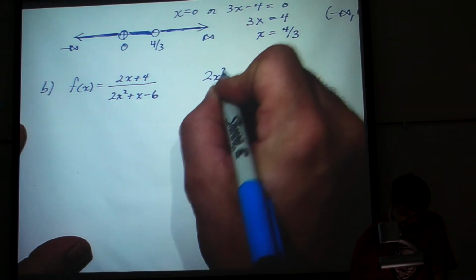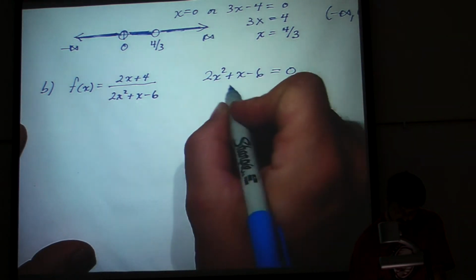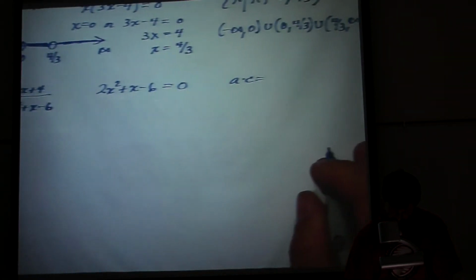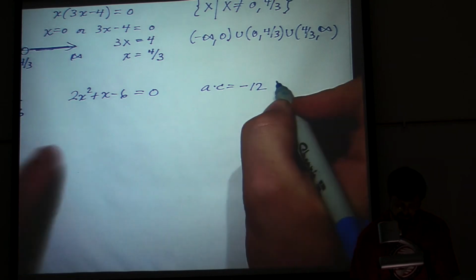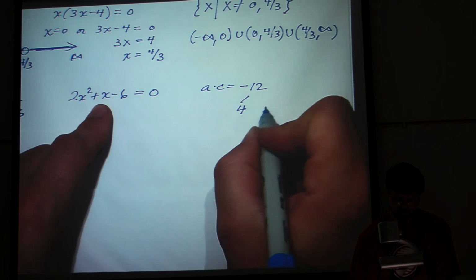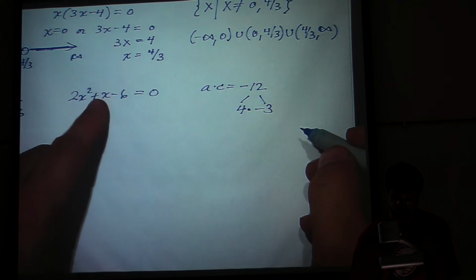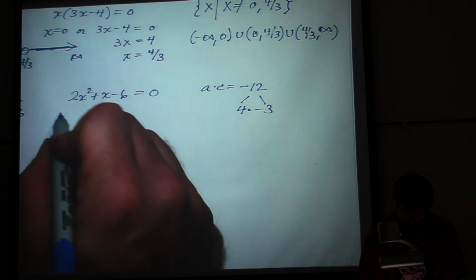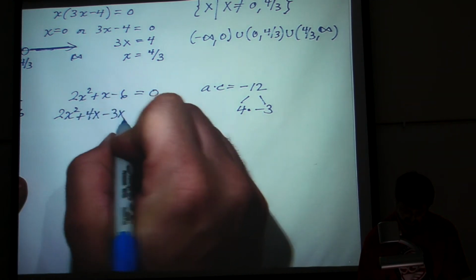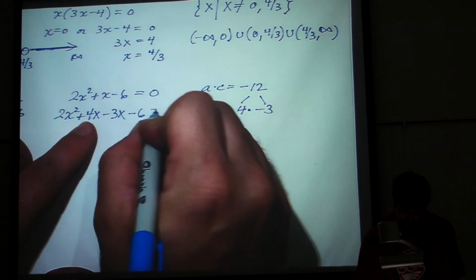So I'm going to go to 2x squared plus x minus 6 equals 0. Does this factor? Are there 2 factors? A times c is negative 12. Are there 2 factors of negative 12 that add to 1? Yes, there are. 4 and negative 3. Their product is negative 12. Their sum is positive 1. So this will factor, and if I'm using the AC method, I'll write 4x minus 3x. I'll rewrite the middle term as these 2 numbers. And then I'll do it by grouping.